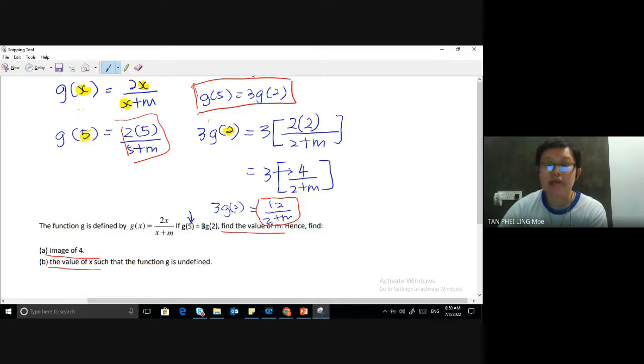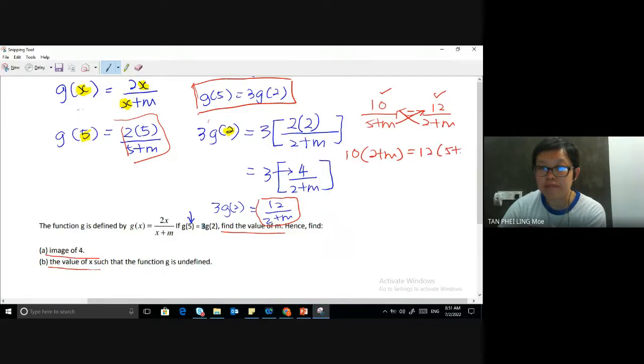So which means now I can make them equal. Okay, so I try to make them equal here. Let's go into 2 times 5, 10. 10 over 5 plus m equals to 12 over 2 plus m. Okay, now to solve this one, with a fraction on each side, you cannot do anything but cross multiply. So cross multiply will be this one cross up, this one cross up multiply. So it will become 10 times 2 plus m equals to 12 times 5 plus m.